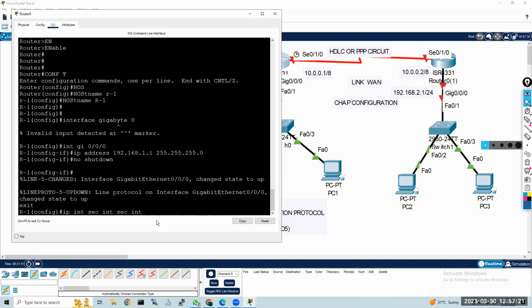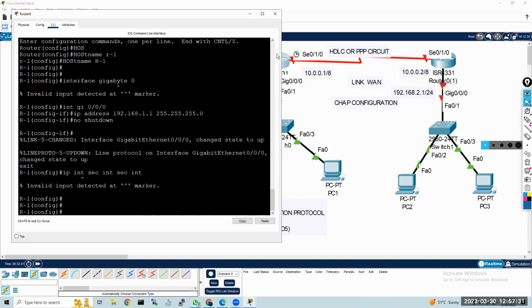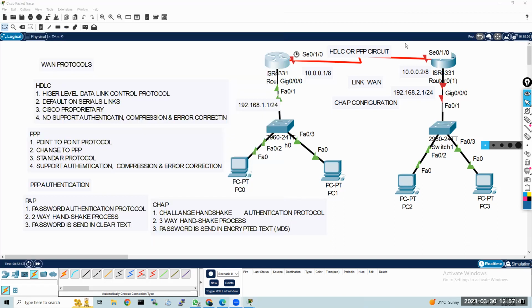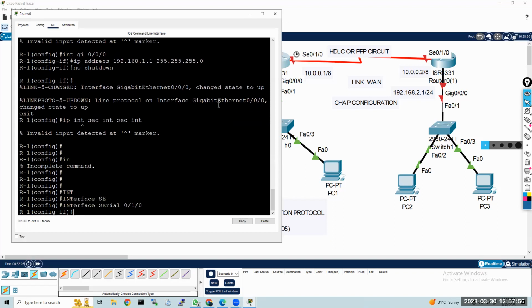Just press enter, it will go. It will give an invalid input. Now put interface serial 0/1/0. Let me do it. It takes more time while sharing the screen. Okay, interface serial 0/1/0.